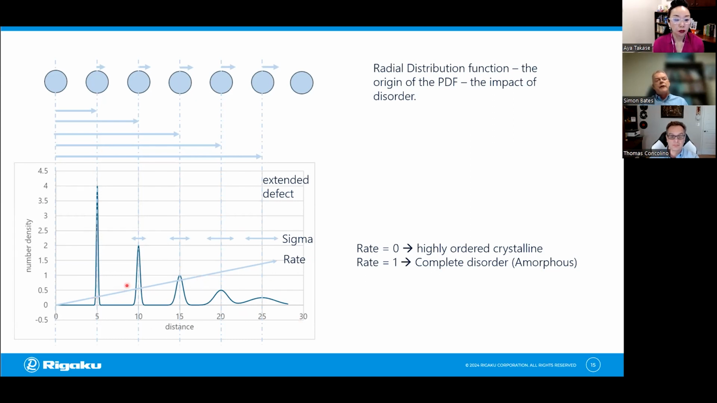We characterize that by something called rate. This is the rate of the increase in sigma: how do the peaks broaden as we go further out in distance. Now, if rate is 0, that's considered to be a highly ordered crystalline material. And if the rate goes to 1, then that's complete disorder. There's no structure there whatsoever. So the numbers we're looking for in the rate will lie somewhere between 0 and 1. Closer to 0, more crystalline. Closer to 1, essentially total disorder.